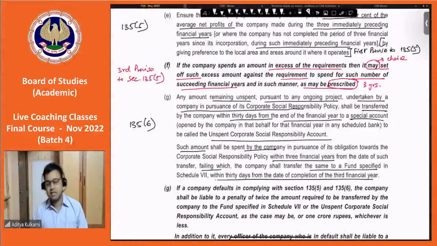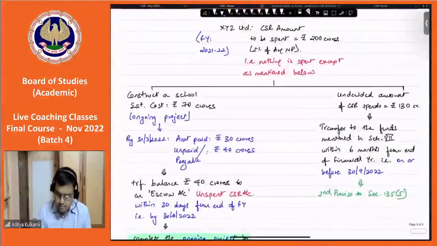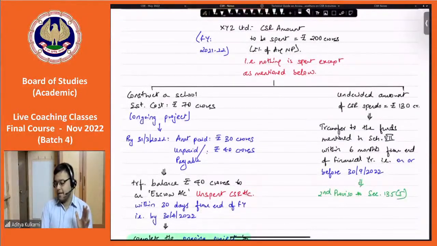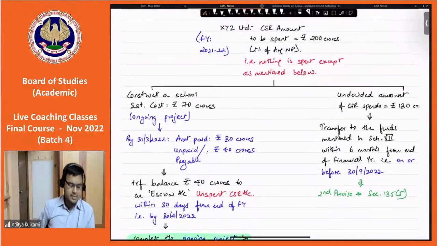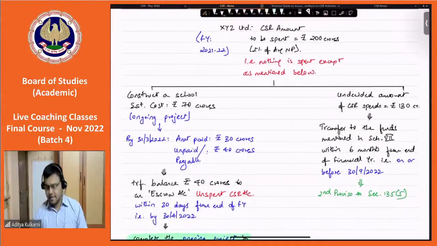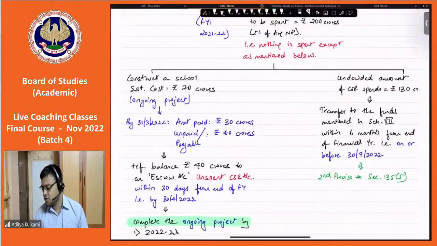So what we discussed in 135(6) is absolutely clear. There should not be any doubts. We have discussed it fairly exhaustively. Okay, Sai Ram, undecided amount means I do not know where to spend. I know that CSR for 21-22 is 200 crores, but I have not yet decided where I should put this money. I went on postponing, and by 31st March 22 I came to know that I have not spent anything. So where do I spend? Not clear. So transfer it to a fund in schedule 7. Is it okay? Is it fine? That is the meaning of undecided amount. Undecided amount means not clear where I should spend, even after the year is completed.